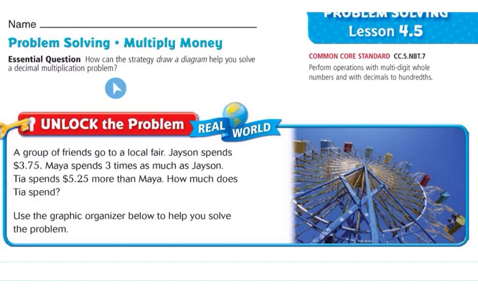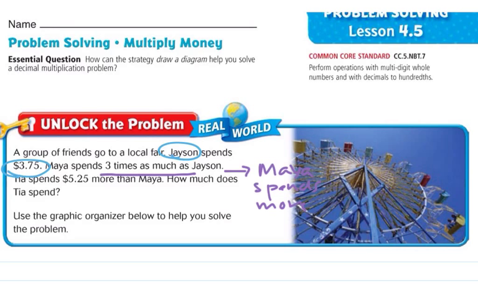So we're going to start down here with the unlock the problem real world and read that together. A group of friends go on a local fair. Jason spends $3.75. Maya spends 3 times as much as Jason. So boys and girls, when I underline 3 times as much, I know that Maya spends more. So I'm going to write that down. Maya spends more. And also, boys and girls, I'm going to circle that Jason spends $3.75.